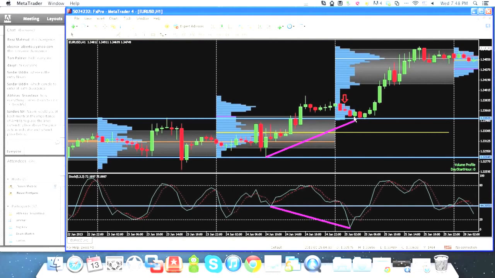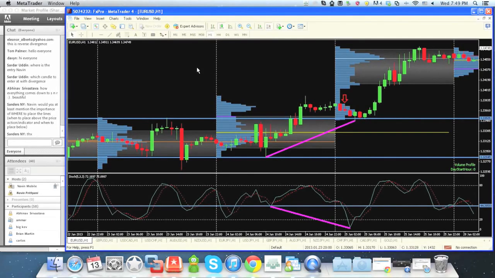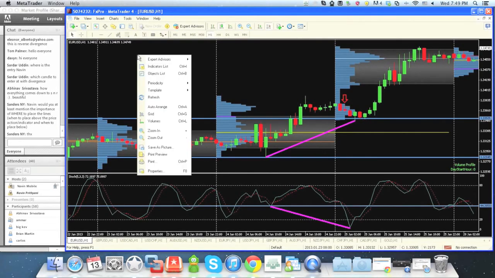Would you at least mention the importance of where to place the lines, above the price and where? Okay, I'll get into that. Now, let's do this. Like you said, Sanders, let's do this one step at a time. How are we going to do this?